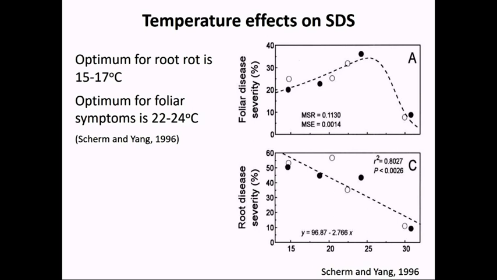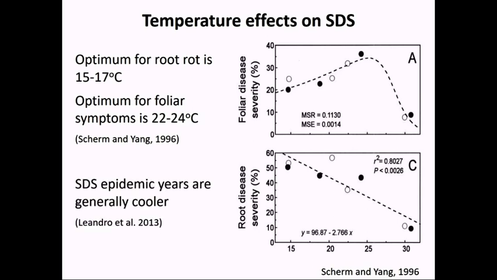So it's also true in the field that we think that if you plant into cool soils, you're more likely to favor infection. The roots are growing slower, and more vulnerable tissues stay there for a longer period of time. When we compared those epidemic years in that study I was mentioning earlier, we also saw generally SDS epidemic years were cooler, but it wasn't such a significant effect as the moisture. So we think really moisture trumps the temperature effects.